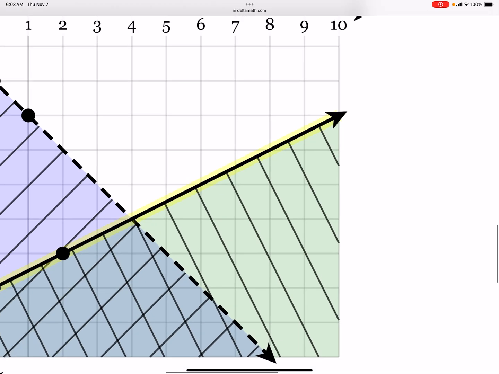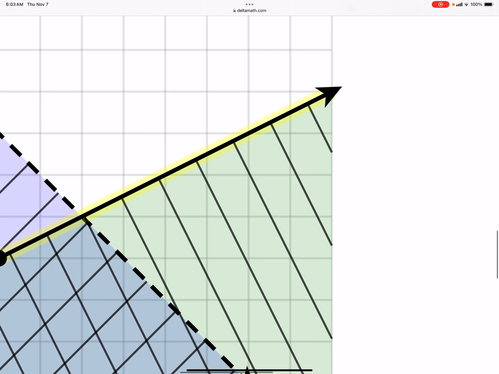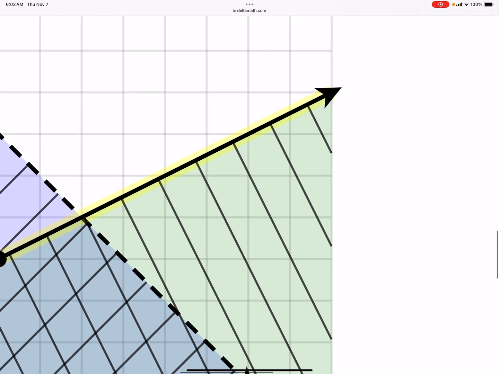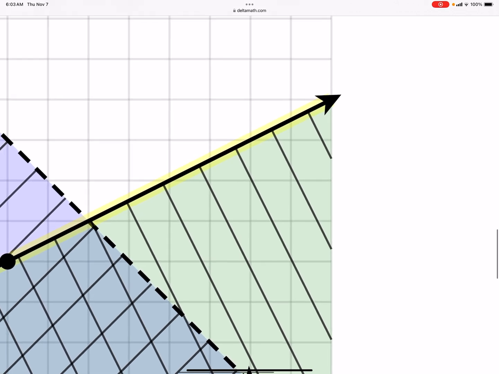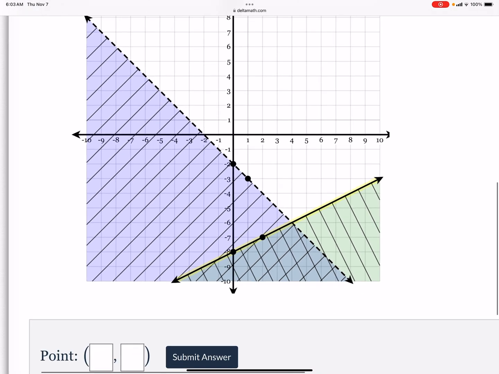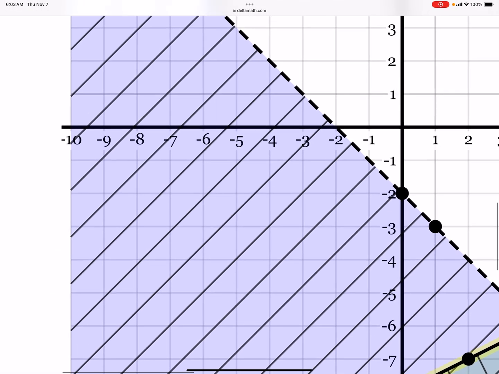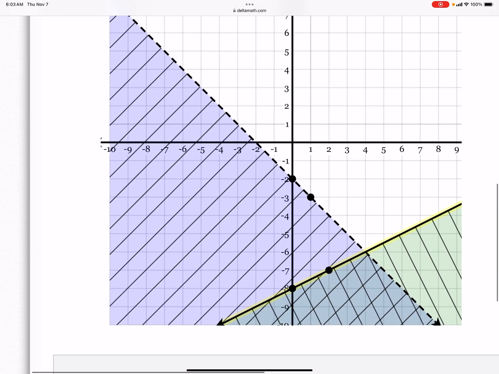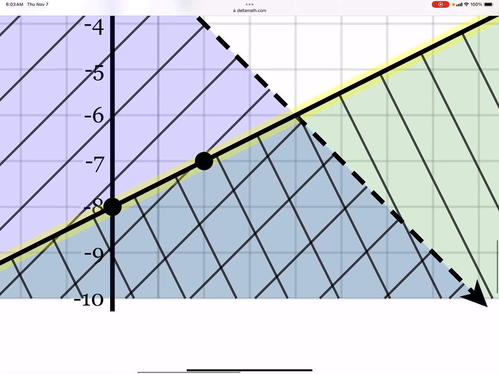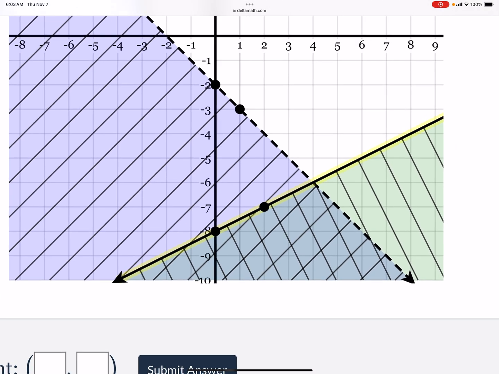Now you guys can see right here, I have this green area. That is only a solution to the second inequality. I have this purple area. That is only a solution to the first inequality. But here I have this kind of ugly blue-green. And if you can't really tell the colors apart, that's okay. Look at the crisscrossing of the lines. Do you see how we have lines going both directions in this area here?